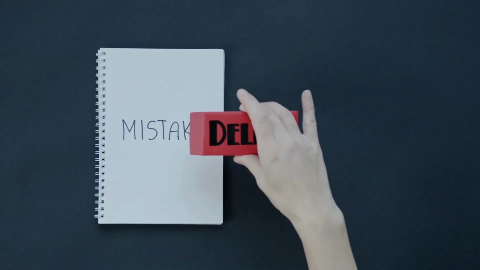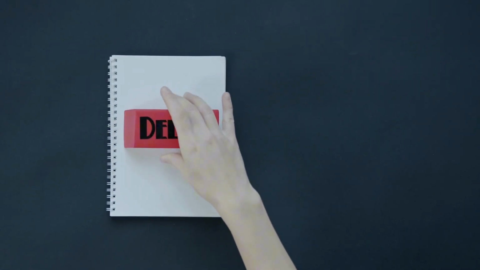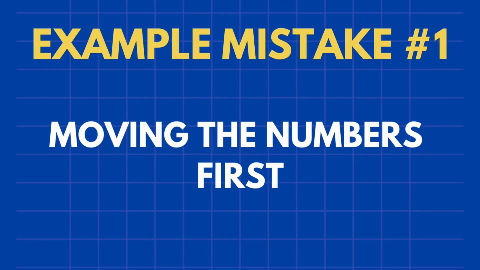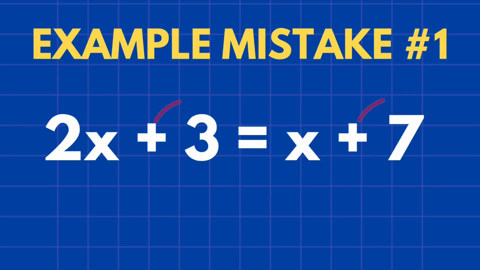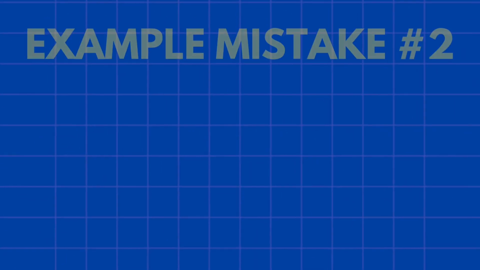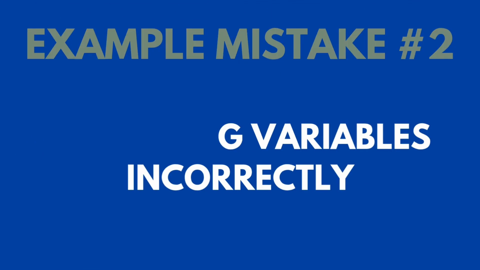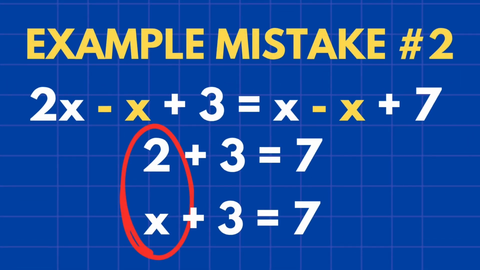Now let's talk about common mistakes students make with these problems. One example of a common mistake is some students try to move the numbers first. If you subtract 3 right away, the equation gets messy. It's always cleaner to move the variables first. Another common mistake is combining variables incorrectly. For example, 2x minus x equals x, not 2. Always be careful with subtraction.